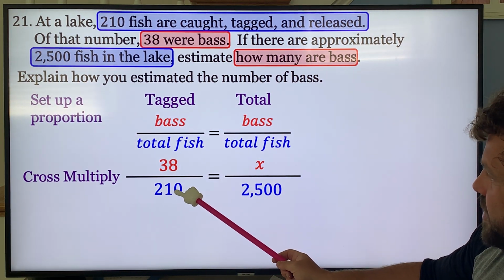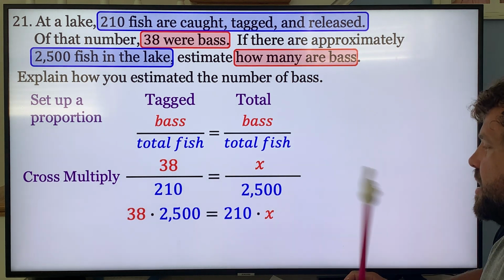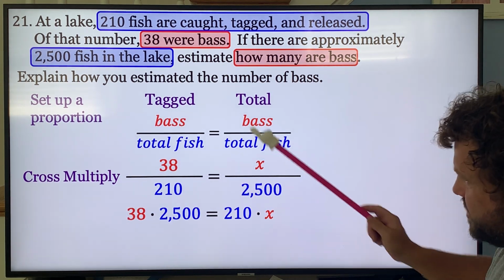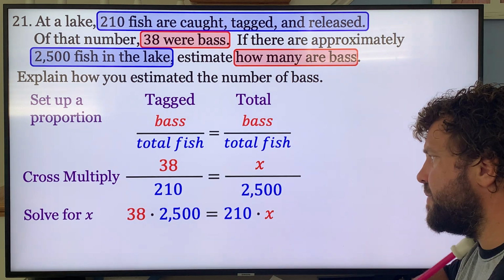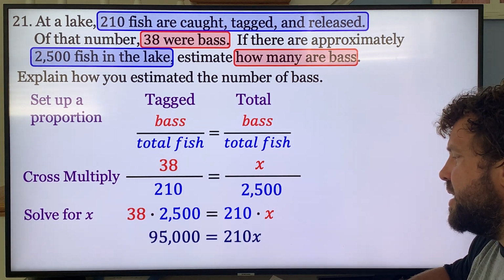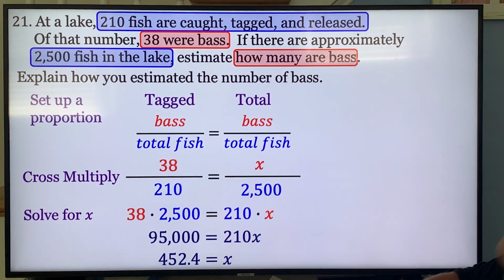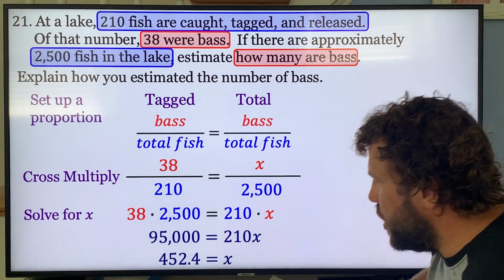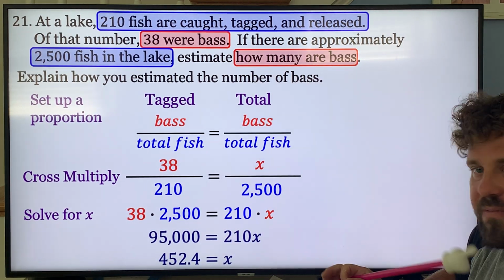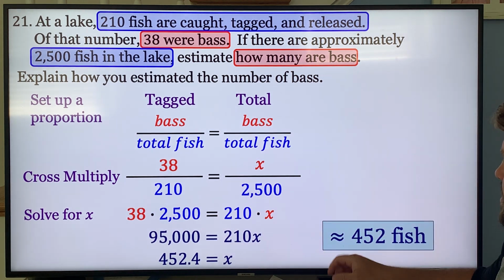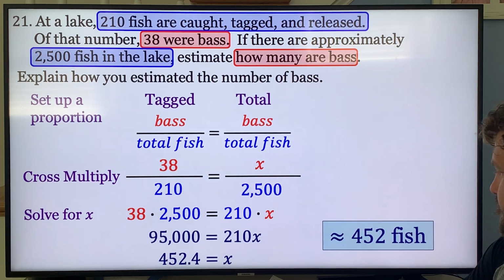You cross multiply, 210 times x equals 38 times 2,500. Solve for x, 210x equals 95,000. 95,000 divided by 210 is about 452.4. Can't have 0.4 of a fish, right? So we're just going to say about 452 fish. Every once in a while, it pays to have an easy problem.